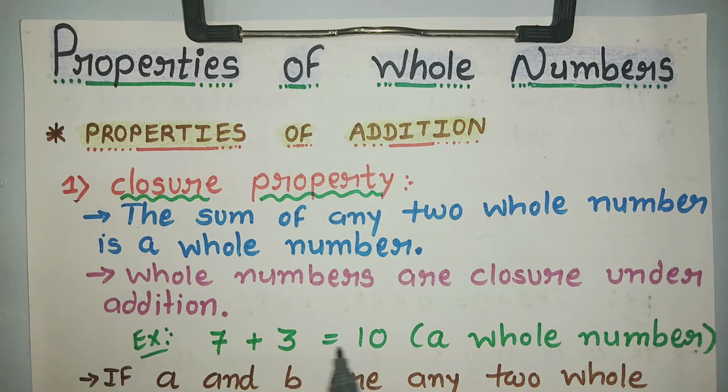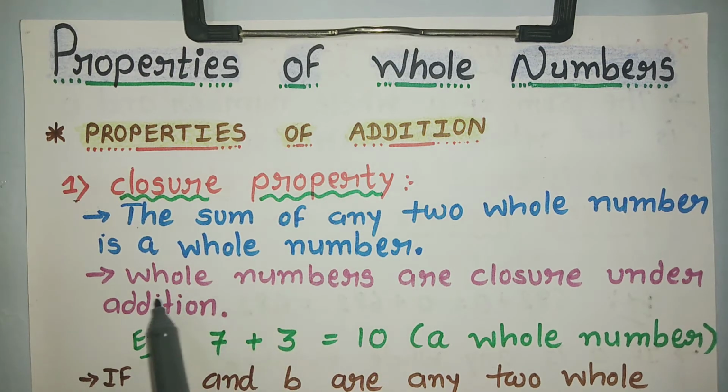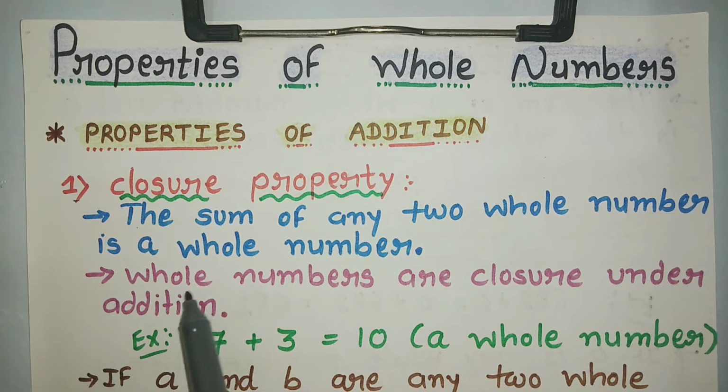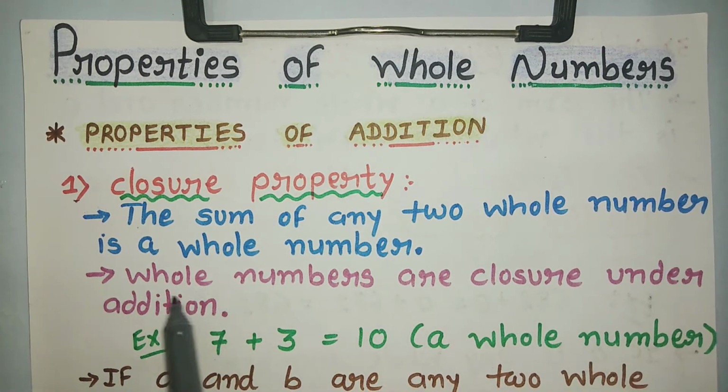You can take any example. 10 plus 20. 10 is a whole number, 20 is a whole number. The answer of the addition is 30, and 30 is a whole number. So you have to remember that the addition of two whole numbers is always a whole number. In other words, I can say that whole numbers are closed under addition.